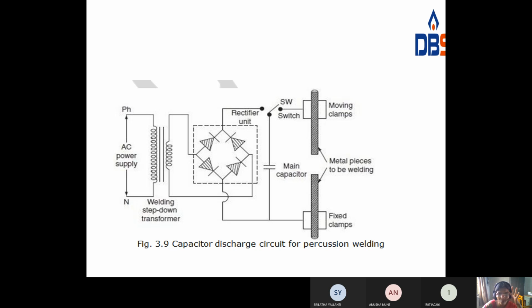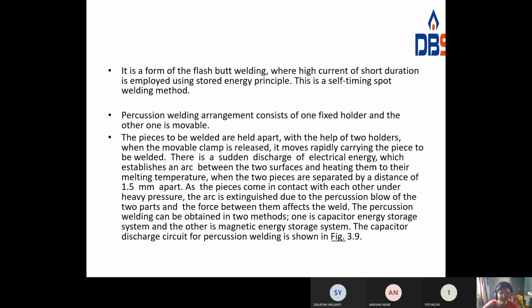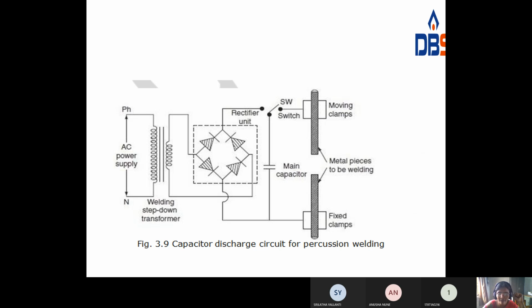Here we have to use one movable clamp and one fixed clamp. By using the capacitor arrangement, you have to store the energy, and by using that energy you weld these two metals. So the percussion welding arrangement consists of one fixed holder and the other one is movable. This is the moving one and this one is the fixed holder.